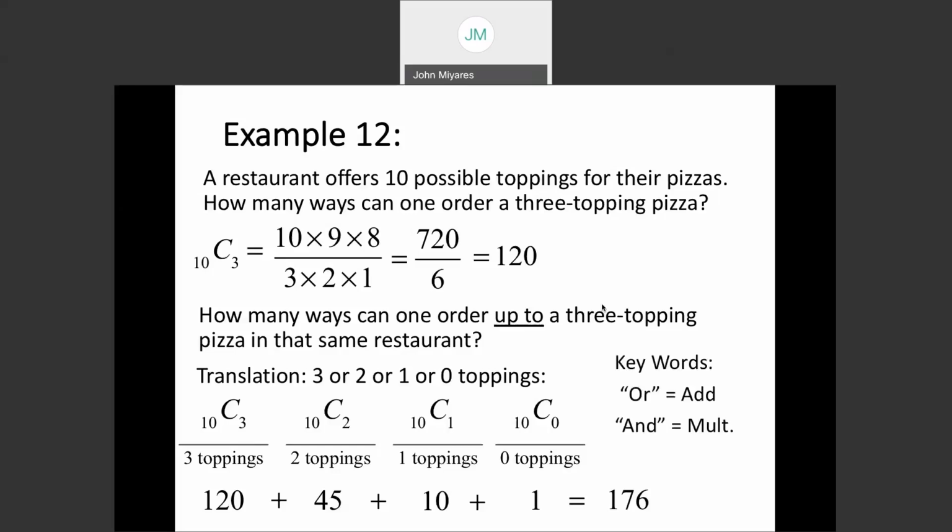How do we decide whether to add or multiply in cases like this? We need to look at the keywords implied in this problem. If the keyword is or, I want to do this, or I want to do this, or I want to do this. I want to have a three topping pizza, or a two topping pizza, or a one topping pizza. We will want to add those numbers separately to get the total. Whereas if I want to do this and this and this, I need to wear a shirt and a pair of pants and a pair of shoes, I want to multiply out the possible ways to get things done. So or means add, and means multiply.